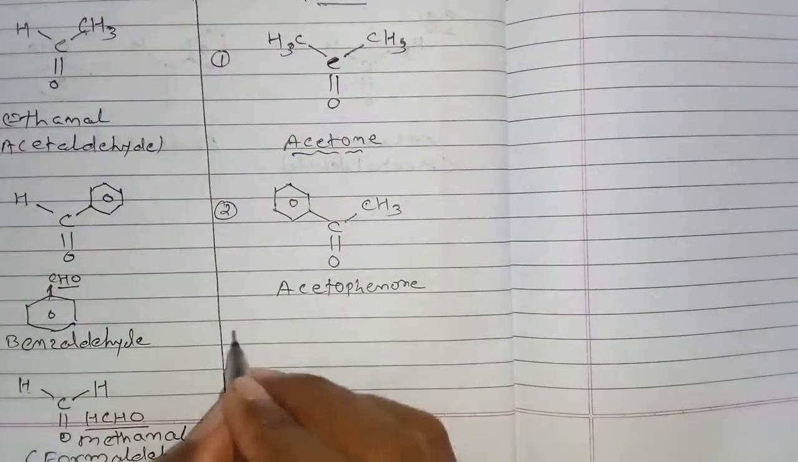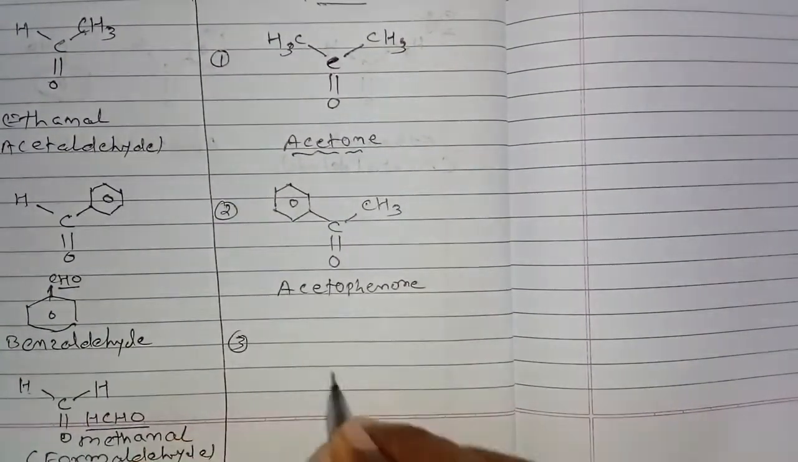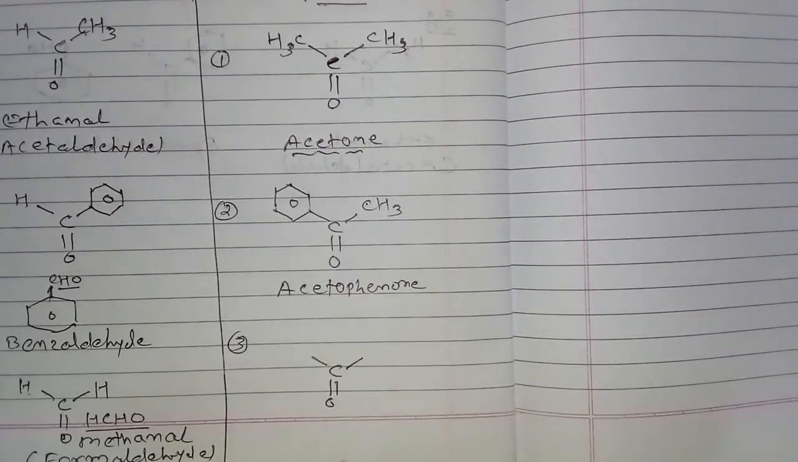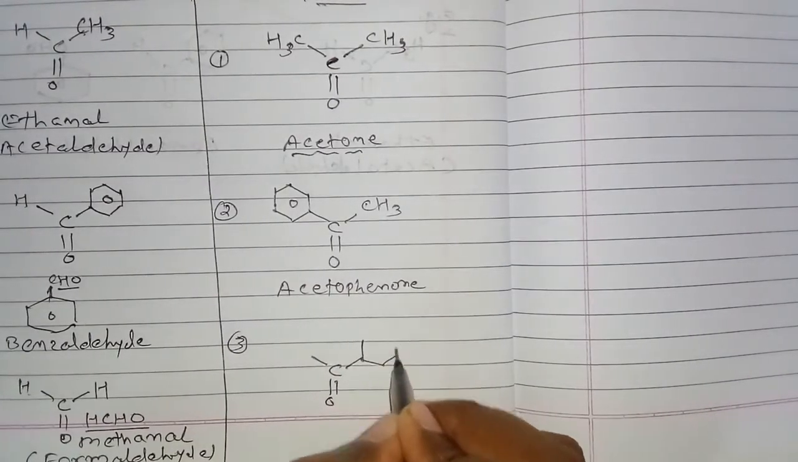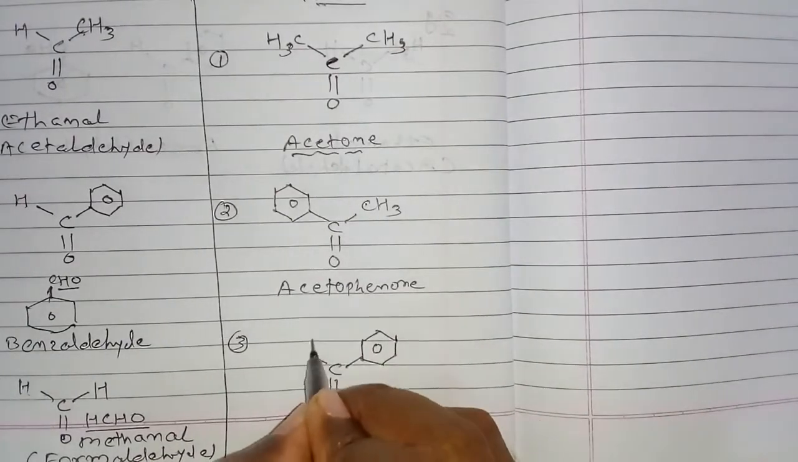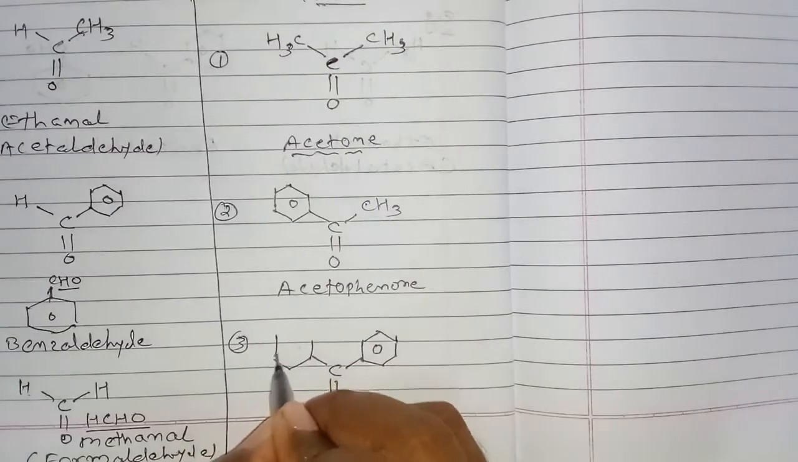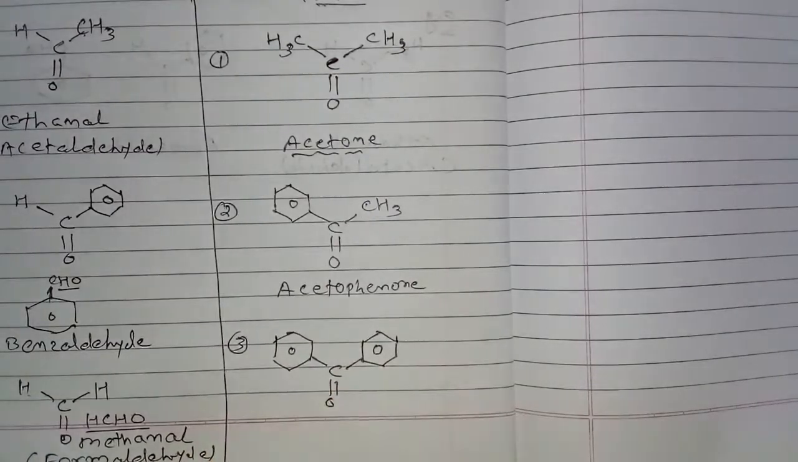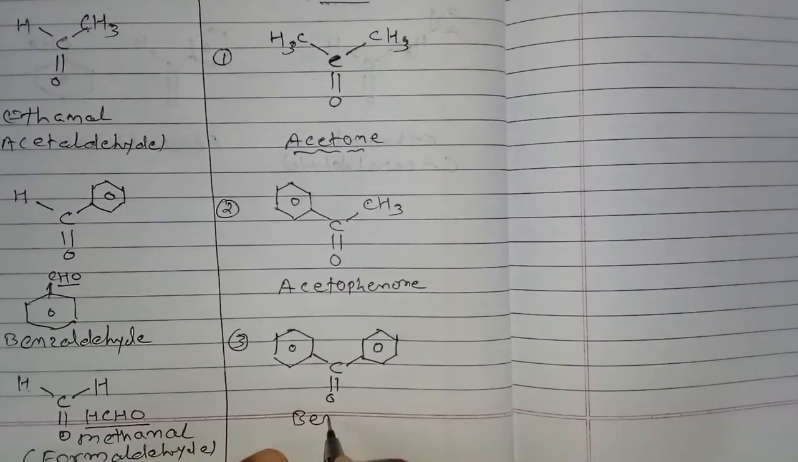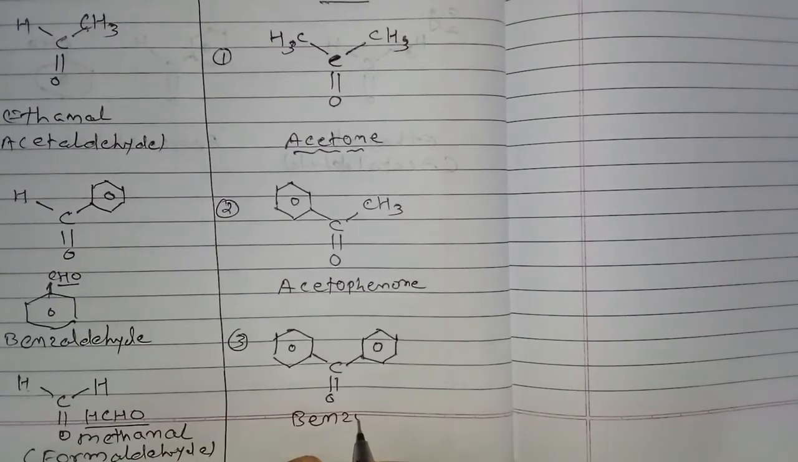And number 3, the carbonyl group of the carbon is bonded with two aryl groups. It is named benzophenone.